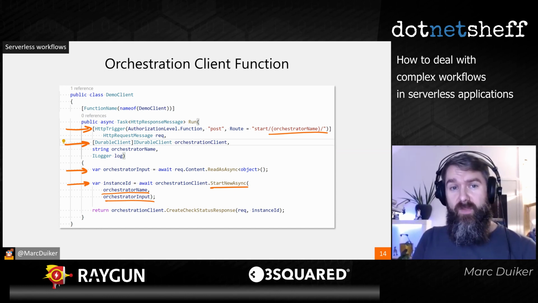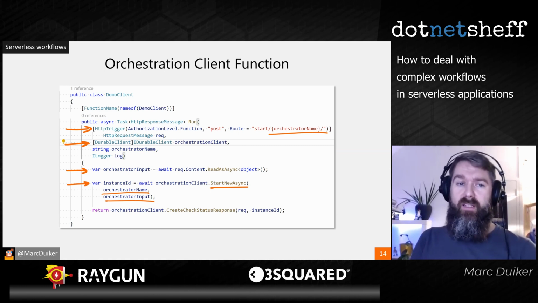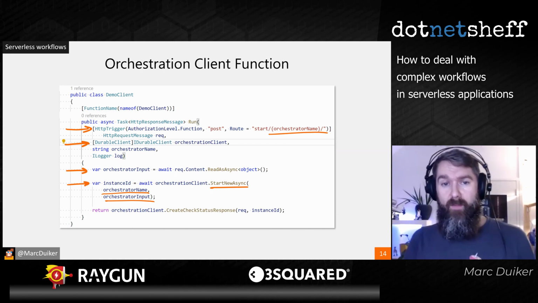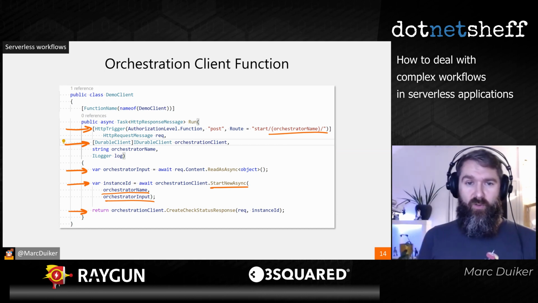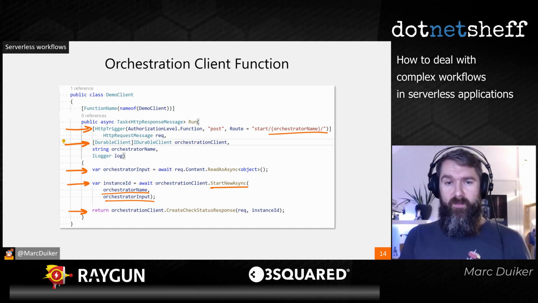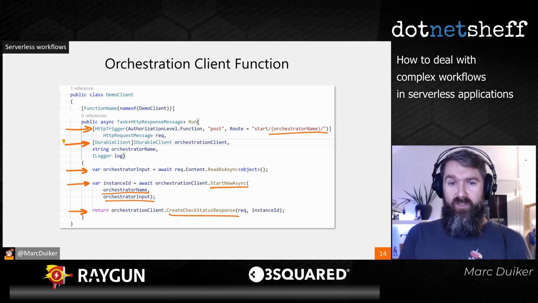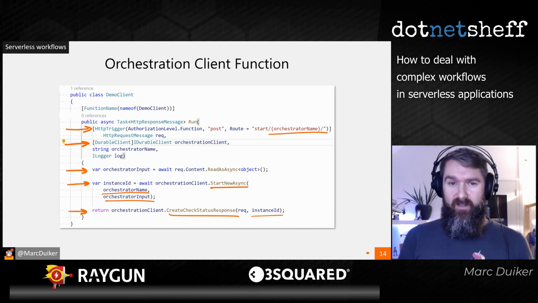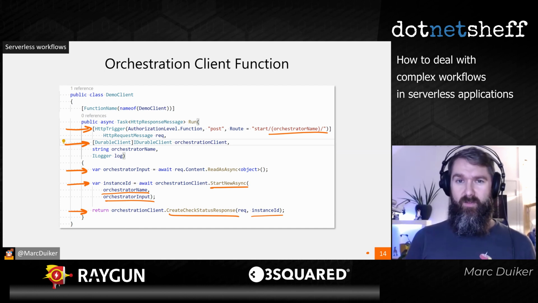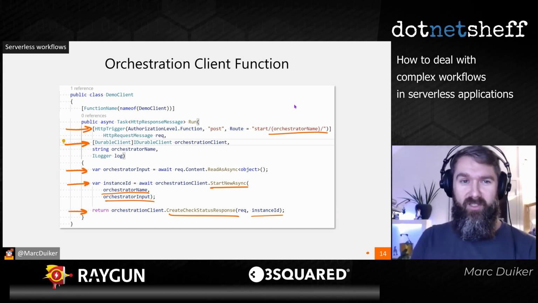If you're using the HTTP trigger, there are some built-in methods to get back an HTTP response with some useful information. That's the create check status response method, and you pass in the request and the instance ID. What do you get back? That's in the next slide. It's all a bit slow because my machine is a bit sluggish.